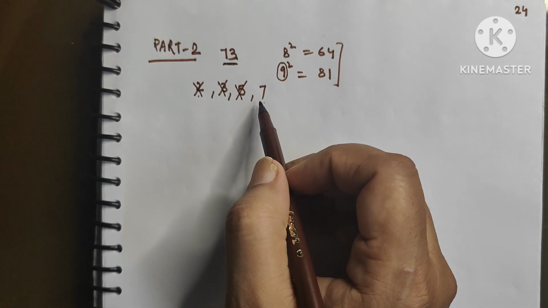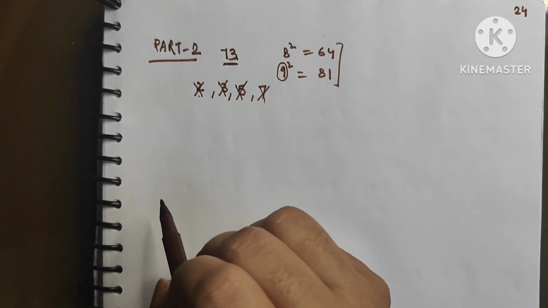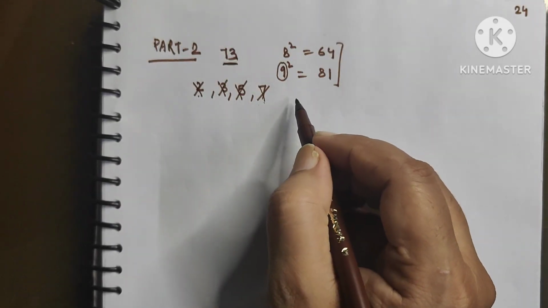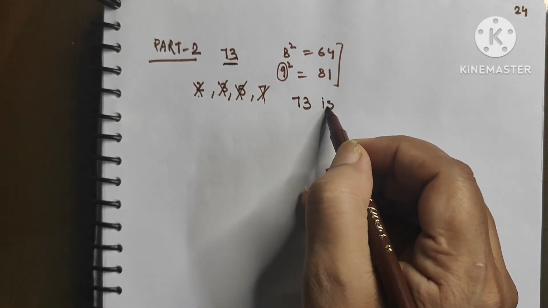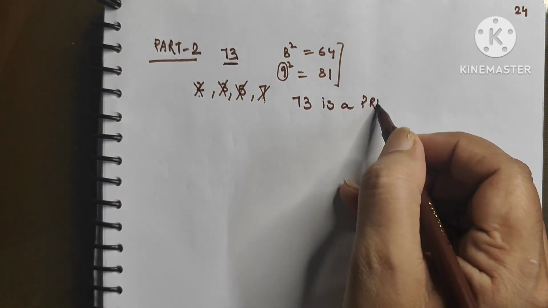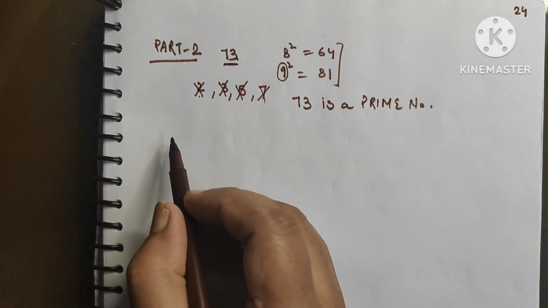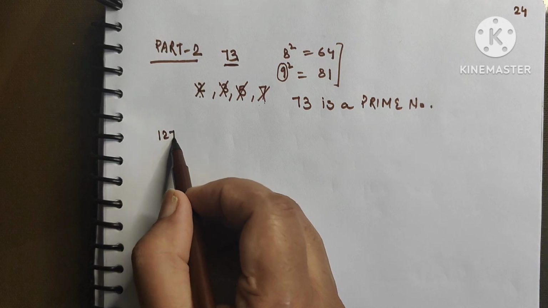And it's clearly visible that it will not go by 7 also. So you only have to check by 2, 3, 5, 7. So now we can write 73 is surely a prime number. Let's take a few more examples, say for 127.